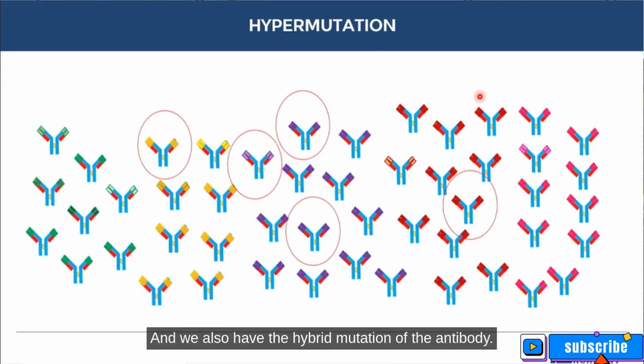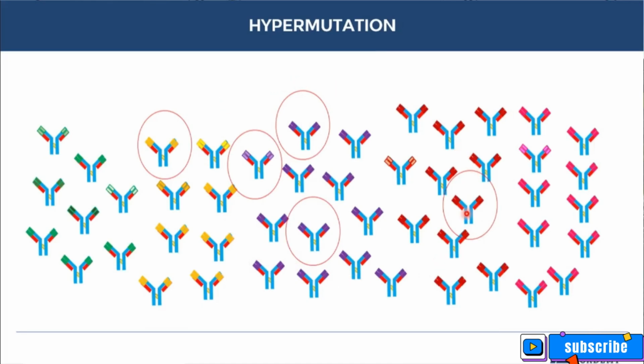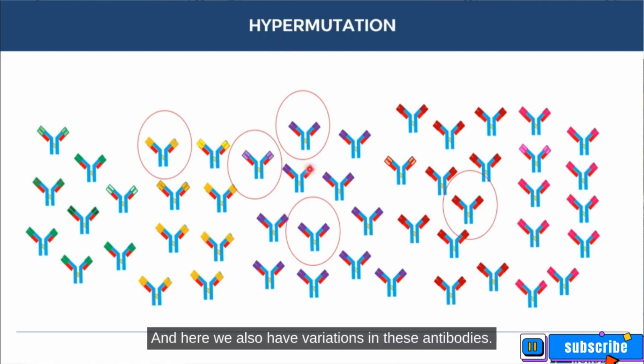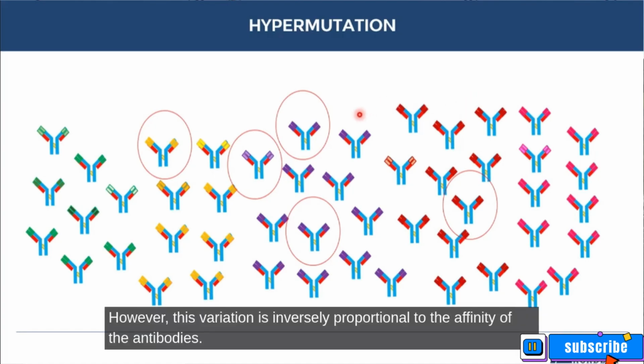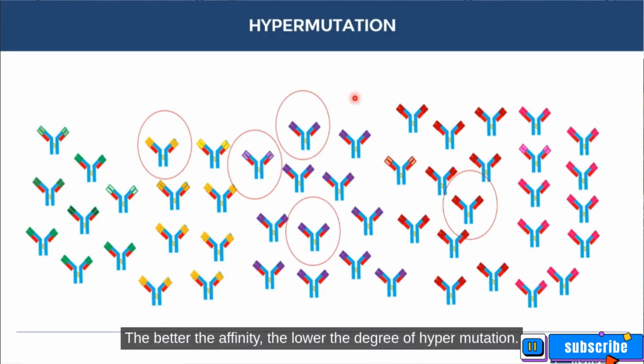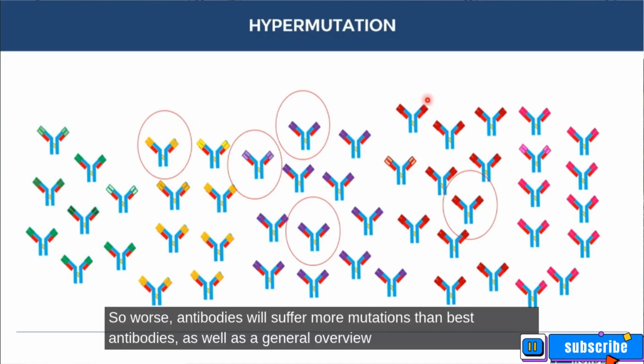And we also have the hypermutation of the antibody. The antibodies, or their cells, will be stimulated to reproduce, to be cloned. And here we also have variations in these antibodies. However, this variation is inversely proportional to the affinity of the antibodies. The better the affinity, the lower the degree of hypermutation. So worse antibodies will suffer more mutations than the best antibodies.